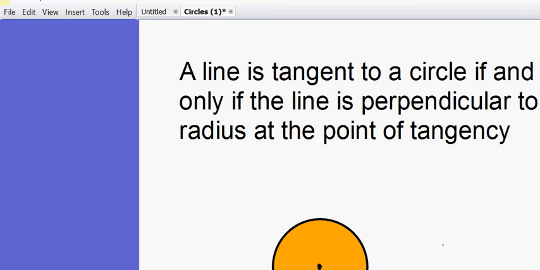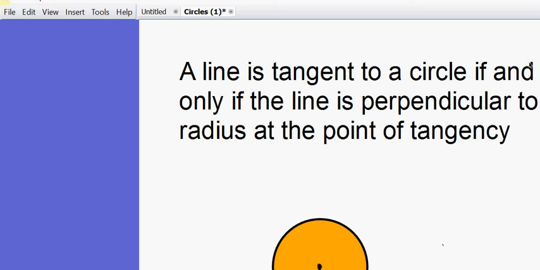In other words, if it was like this, if it was just a little bit off to where it was not a right angle, it's not a tangent line. So it's got to make a right angle. To be a tangent, it's got to make a right angle with the radius at that particular point of tangency. Now, let's say that this is the point of tangency over here.